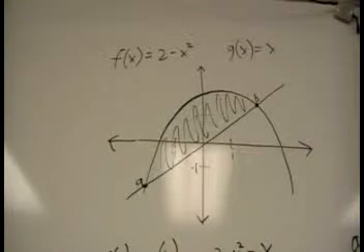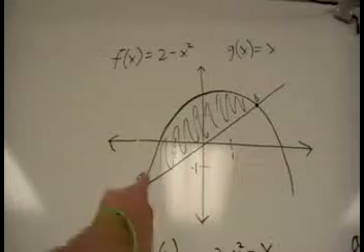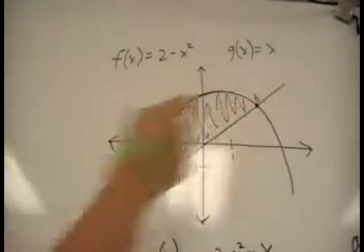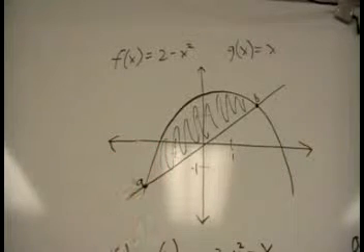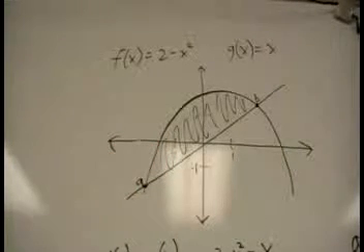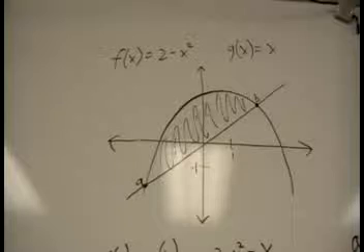Now before we begin with the area formula, we must solve for a and b. A is marked right here and b over here. That is the intersection between the two graphs. So we begin by equating the two of them together. So 2 minus x squared equals x.